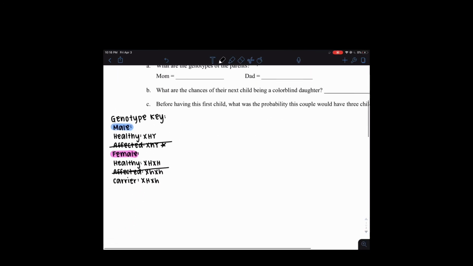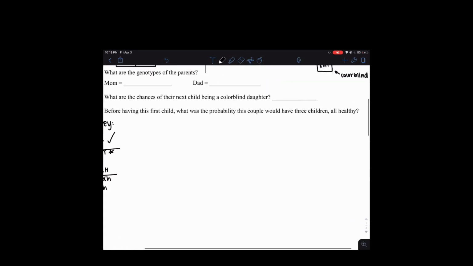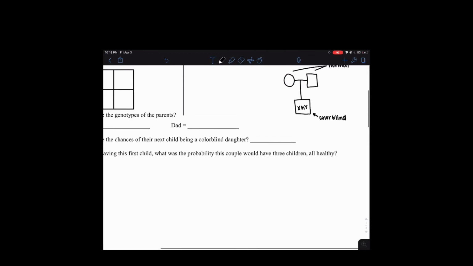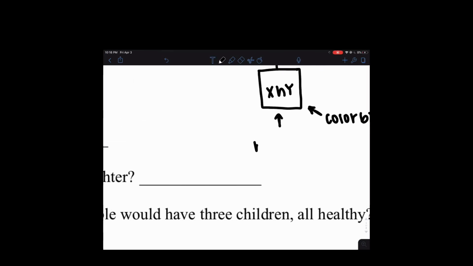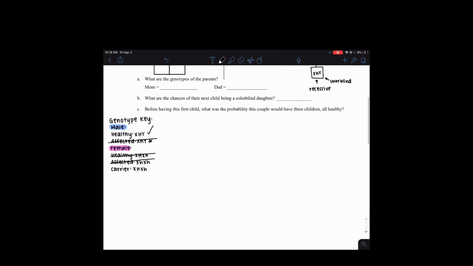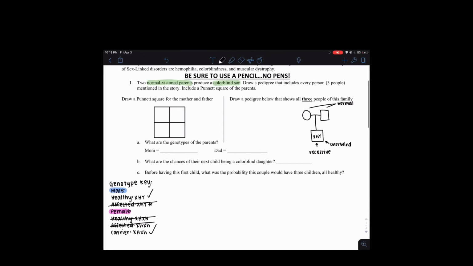And since the father cannot be affected, this means he has to be healthy, so his genotype is automatically X capital H Y. So now looking at the mom, we have to figure out if she is a carrier or if she is healthy. So now looking back at the son, we see that he has a recessive gene on the X chromosome. So the mother cannot be healthy because if she was healthy, she wouldn't have the recessive gene. So this means she has to be a carrier.